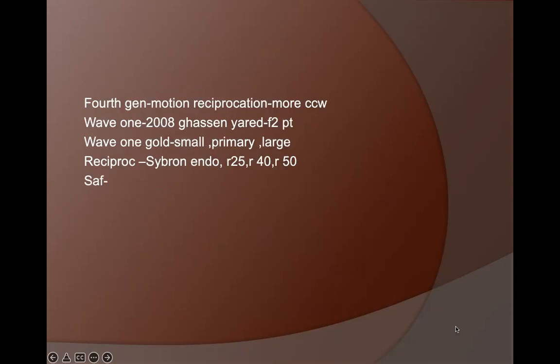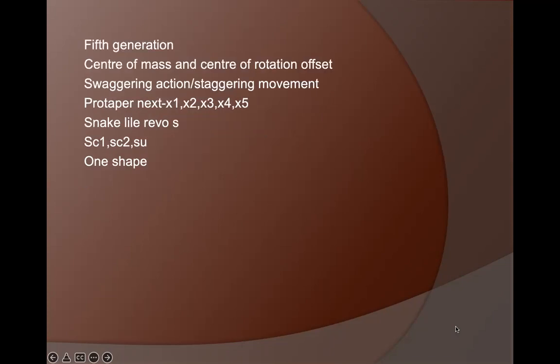Fourth generation: all these first, second, and third generation files were using a rotary motion. So the fourth generation introduced a new motion, that is reciprocating motion. Examples are WaveOne Gold, Reciproc system, etc.